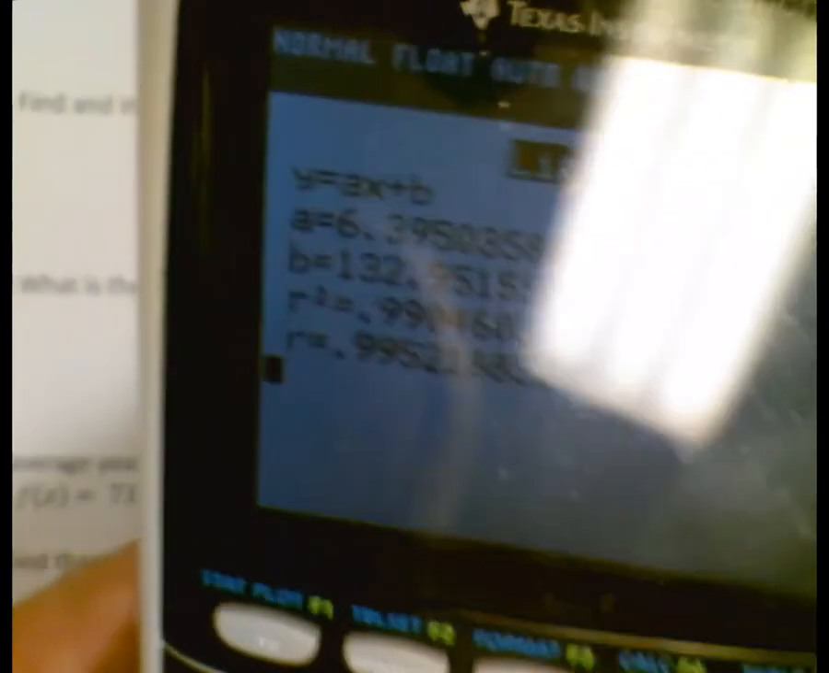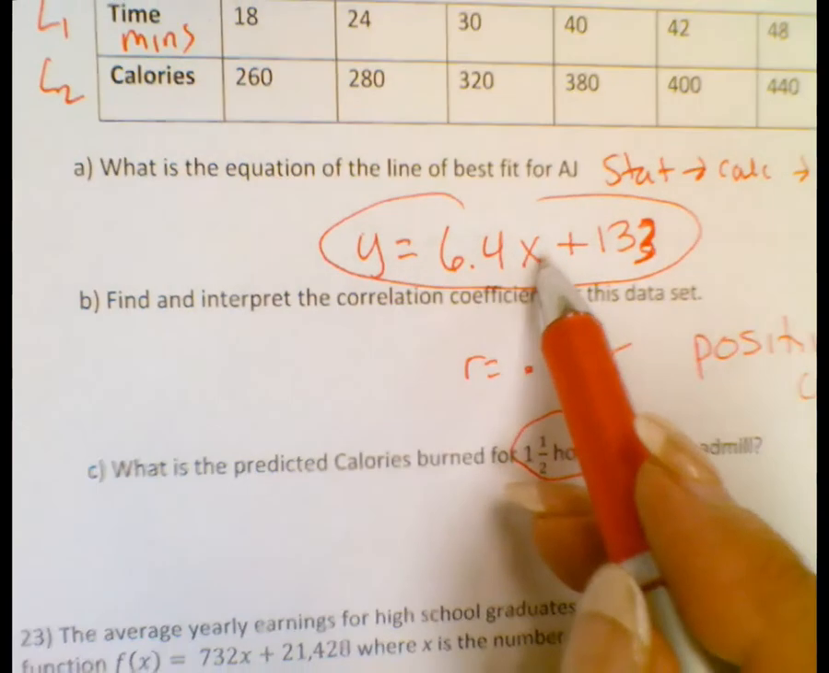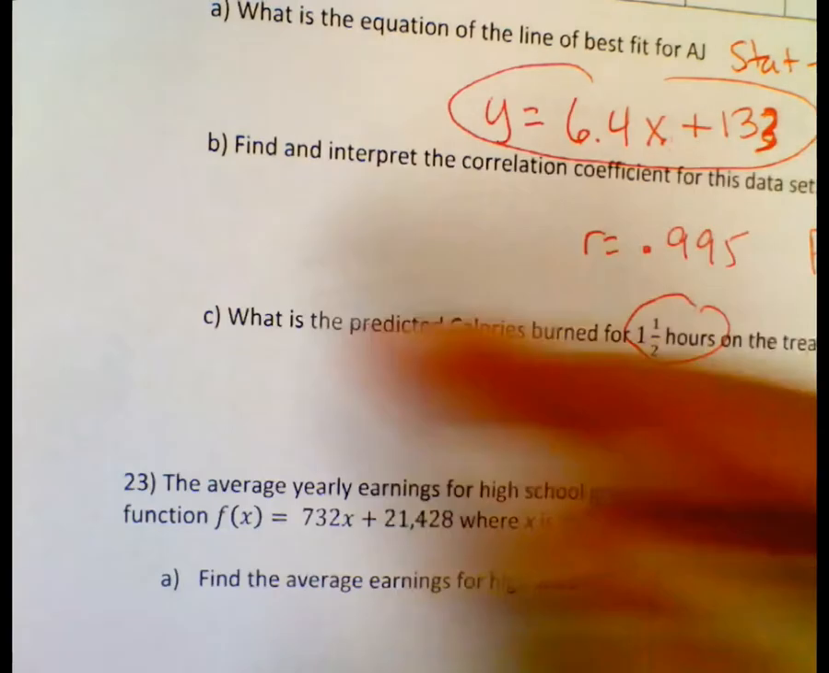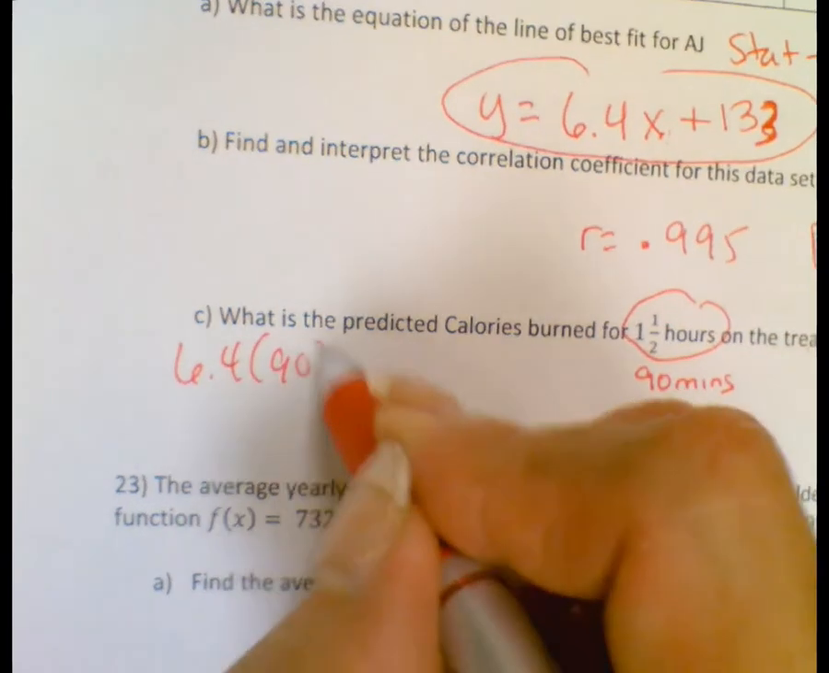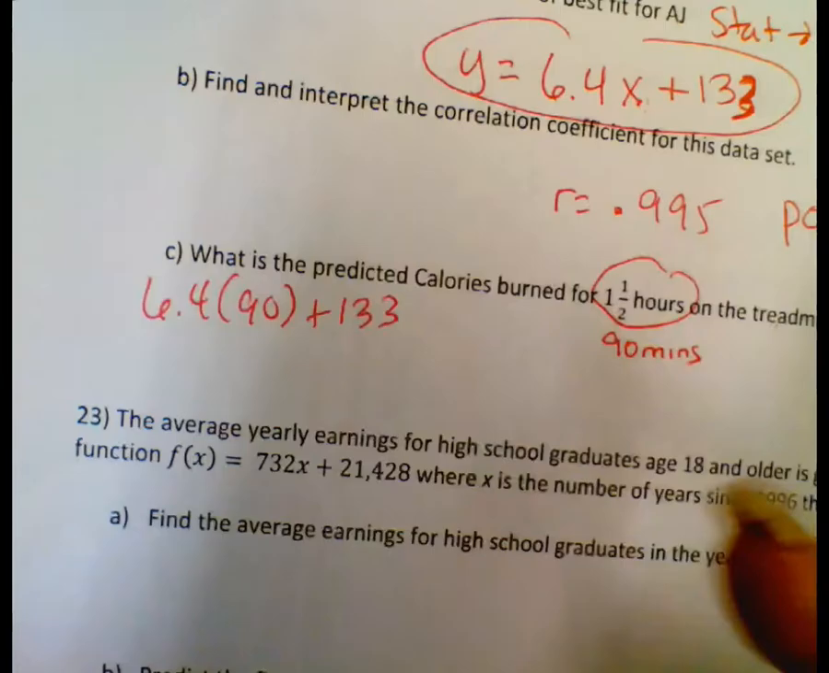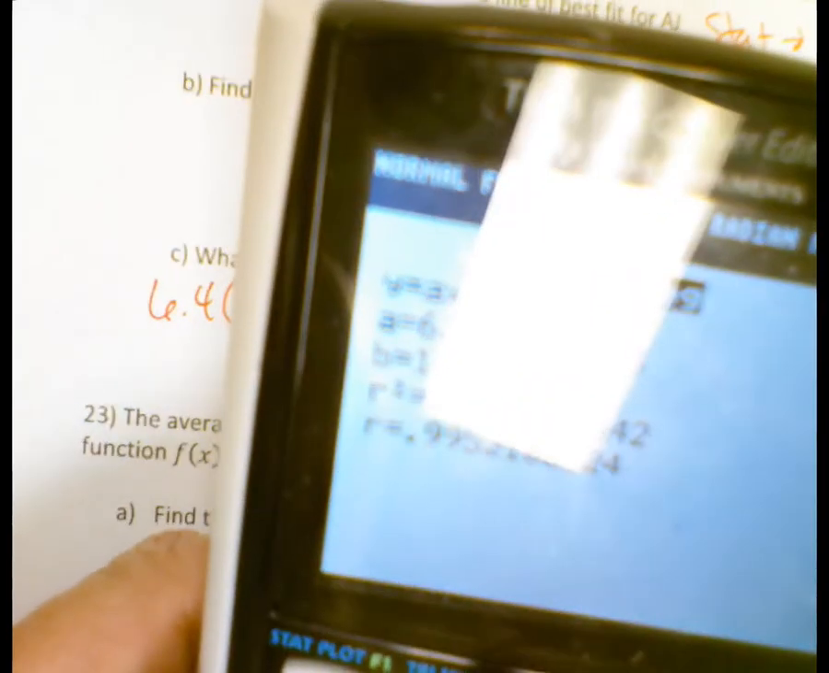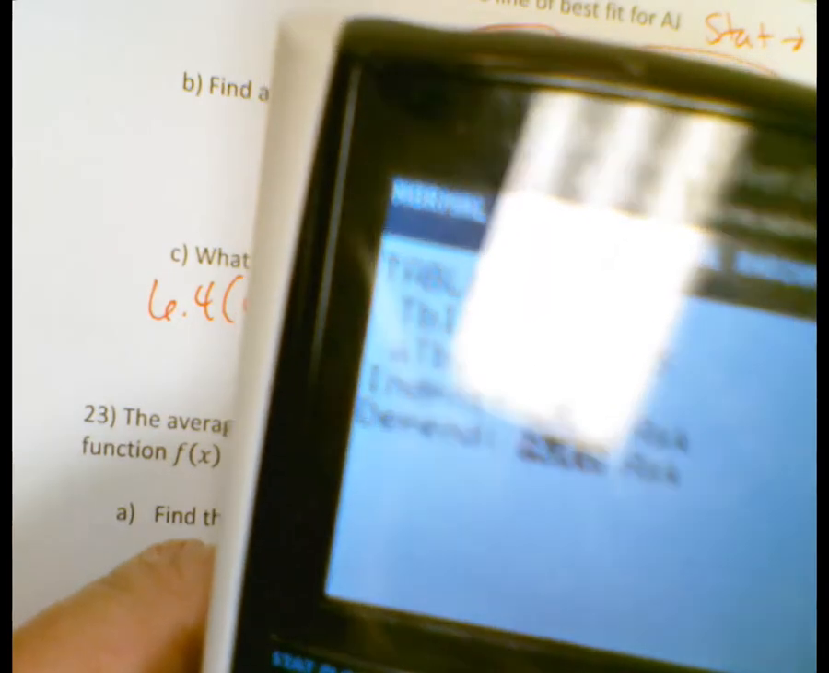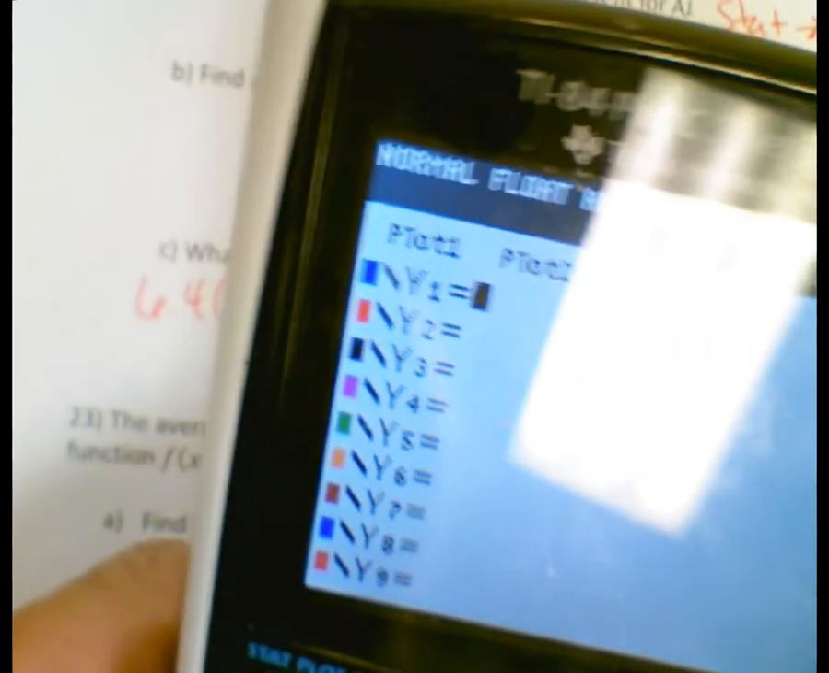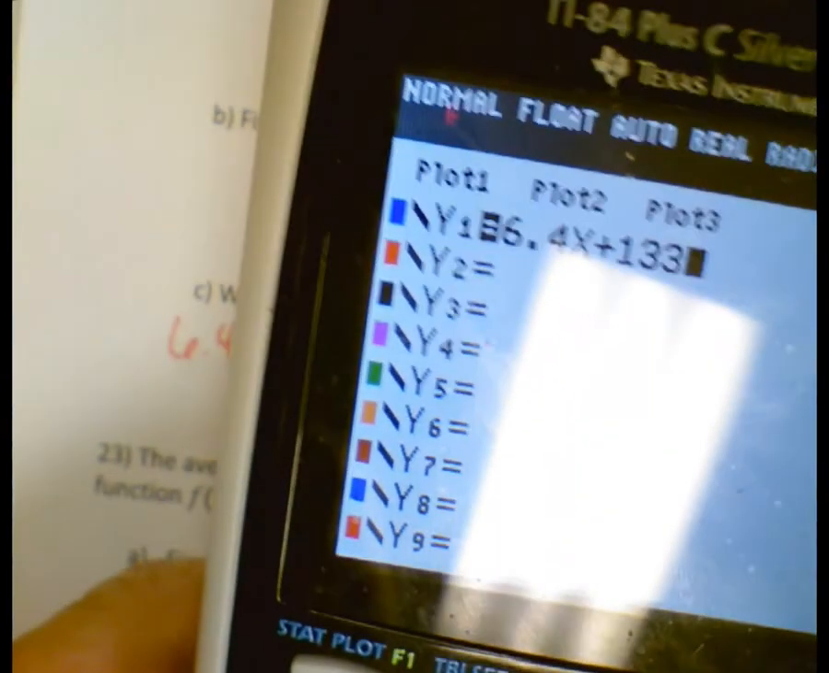To do that, you could just plug in 90 for x right here and figure that out. Like if you did 6.4 times 90 plus 133, where 90 is 90 minutes, and then figure out that answer. Or you can press second window. Oh wait, we've got to put this equation in. Sorry, guys. Let's type it in. 6.4x plus 133. I want the y equals, and I'm putting this in.